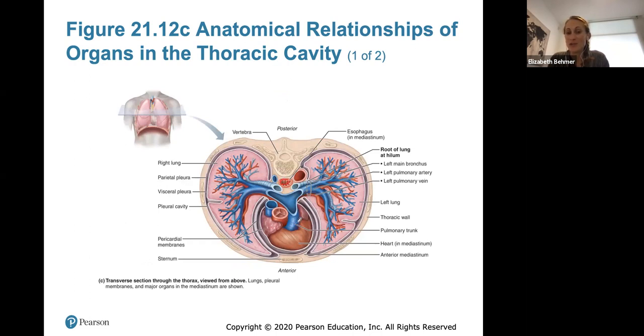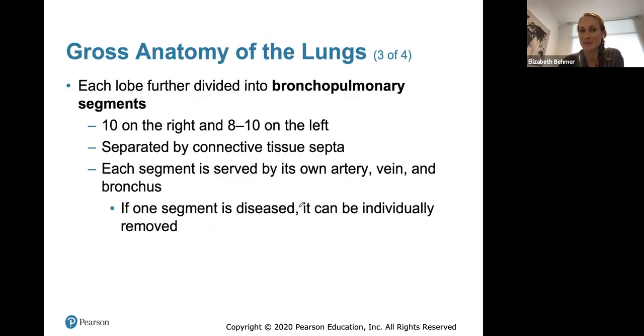You see the pulmonary trunk and the pulmonary arteries bringing deoxygenated blood in blue to the lungs, and then the pulmonary veins will return oxygenated blood back to the heart. Understanding which blood vessels go into the lungs and which blood vessels come back to the heart is important, so review how oxygenated and deoxygenated blood gets to and from the lungs. Here is how we divide the lungs into different segments.